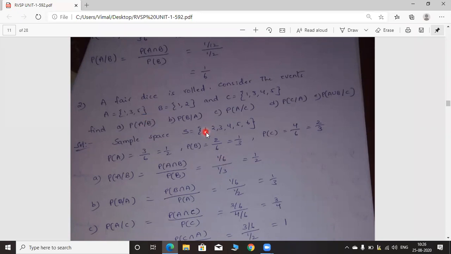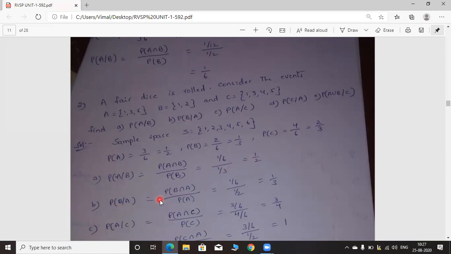But we have 6 possible outcomes in the sample space. That's why you have to write 1 by 6 in the numerator. Next, what is the denominator value? Probability of B is already calculated as 1 by 3. So in the denominator, you have to write 1 by 3. So totally you will get 1 by 2. Is it clear? If you rearrange this, you will get 3 by 6, which is equal to 1 by 2.